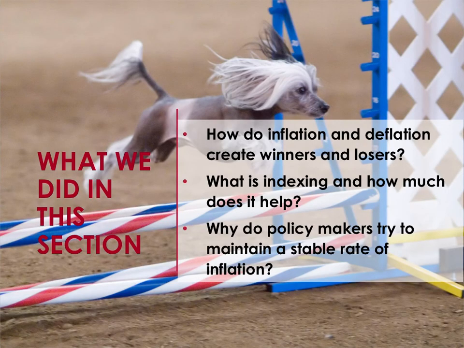So what did we just do? We talked about how inflation and deflation create winners and losers. Mostly we talk about the inflation part, because that's mostly what happens in our society. What is indexing? How much can it help? And why do policymakers maintain a stable rate of inflation?